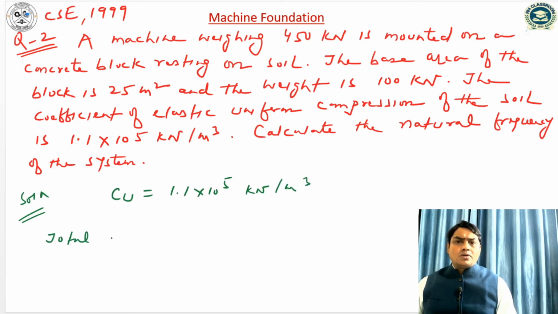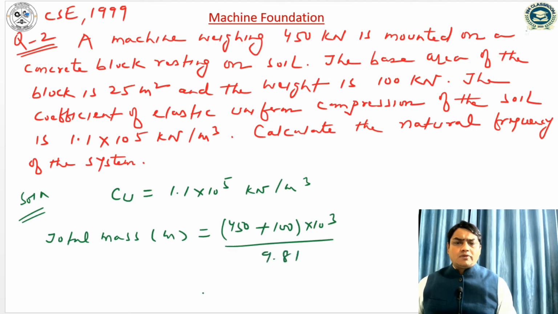Total mass can be computed from total weight. So it will be 450 plus 100, into 10 to the power 3, divided by 9.81. So it will be 550 into 10 to the power 3 divided by 9.81. So it is coming 56065.24 kg.